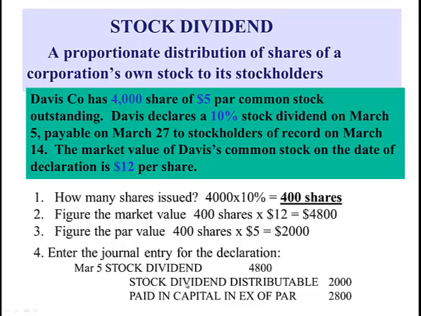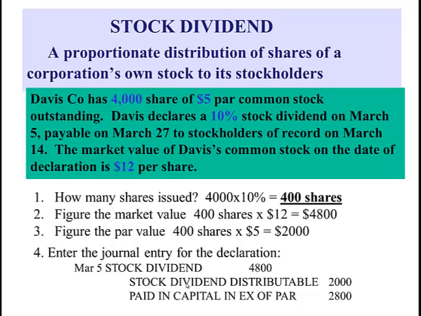The second type of dividend is called a stock dividend. The stock dividend is just a proportionate share of shares of a corporation's own stock that's paid to the stockholders. So let's just look at an example. Sometimes a corporation may not have enough cash, yet they want to give the stockholders a dividend. And one way that they can do that is with a stock dividend. And stock dividends are pretty common.